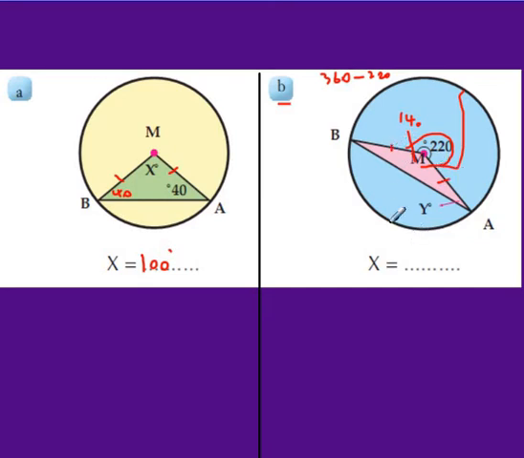Then, to find value of y equals (180 minus 140) over 2, equals what? Equals 20 degrees.